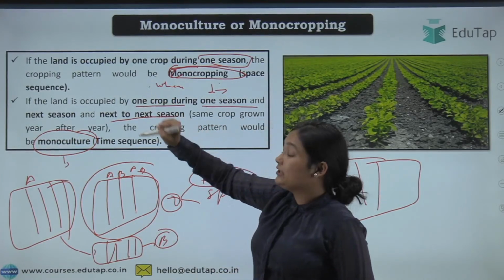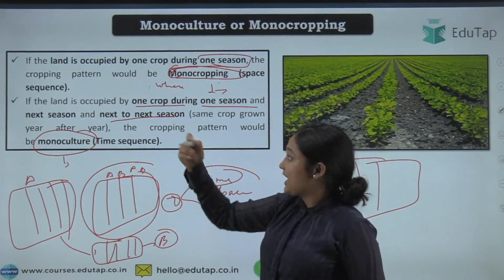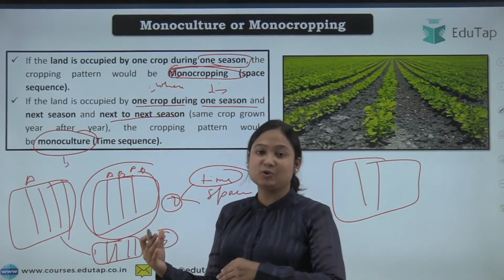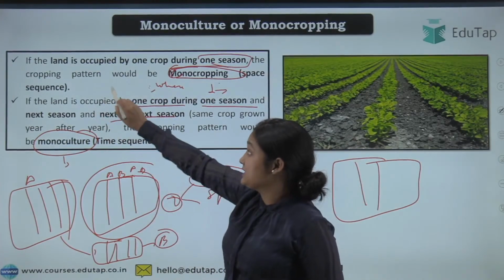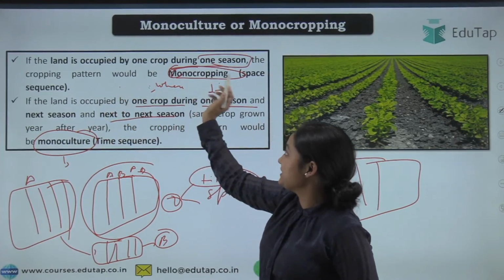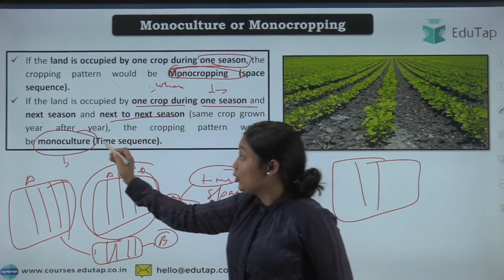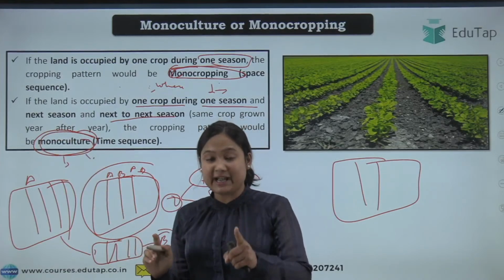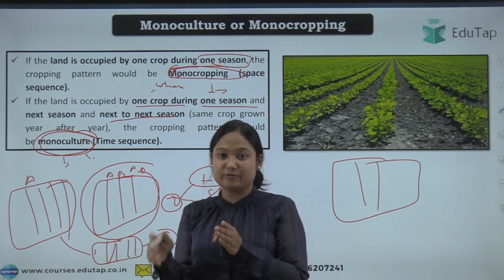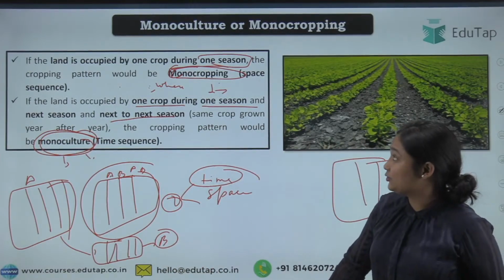In this we are only growing one crop. Either we will leave the land or we will try to grow the particular crop again in this method, that is the monocropping method. Then in monoculture, at one time or one season we are growing one crop. So I hope that is clear to you.